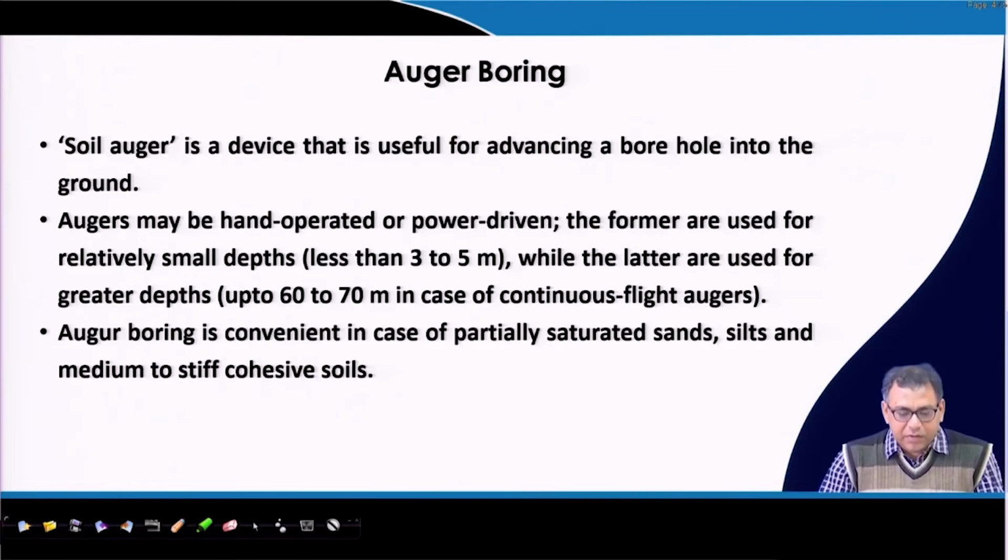The auger boring is useful for advancing the borehole into the soil. Auger may be a hand operated auger or a power driven auger. The hand operated auger is used for relatively small depth, up to 3 to 5 meters, and the power driven auger we can use for greater depth, up to 60 to 70 meters in the case of continuous flight augers. Auger boring is convenient in the case of partially saturated sand, silts and medium to stiff cohesive soil.